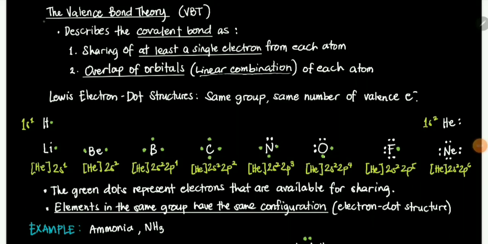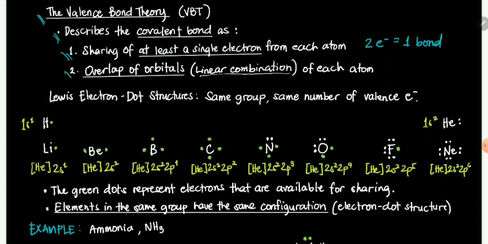So in this video, I'll discuss the valence bond theory. The valence bond theory describes the covalent bond as, number one, sharing of at least a single electron from each atom. So kapag nag-share sila ng tig-isang electron, they will form a single bond. Okay, kapag naman double bond, dapat tig-dalawa sila ng electrons na i-share, kasi 2 electrons, 1 bond. Okay? So kapag 4 electrons yung sinishare nila, they are forming 2 bonds or a double bond.